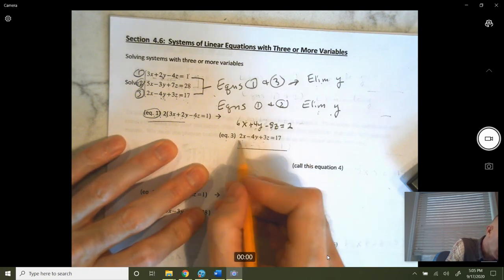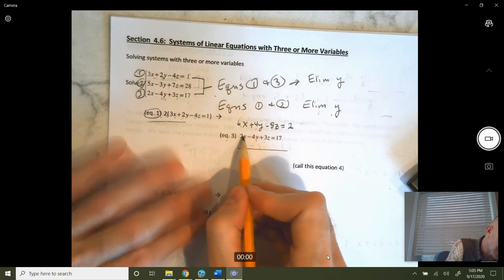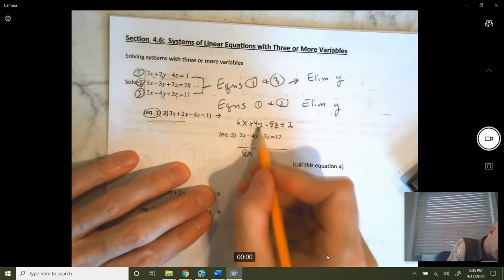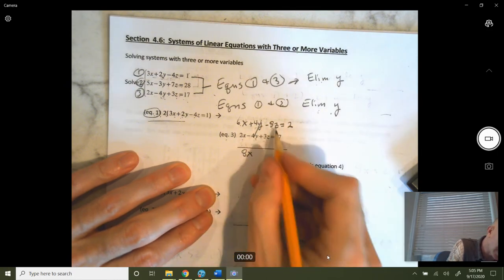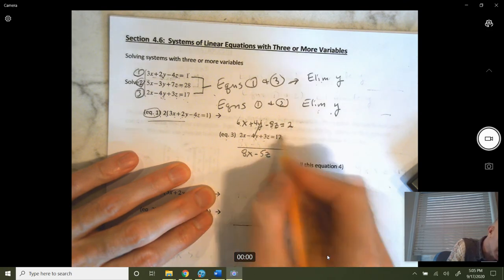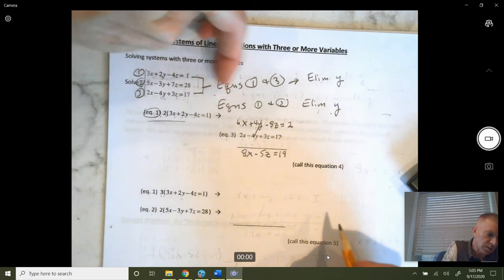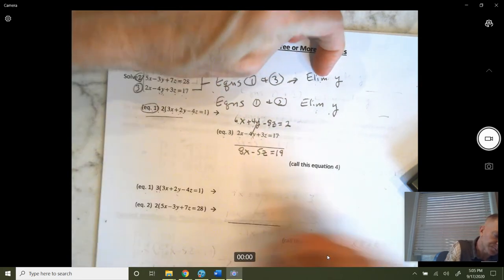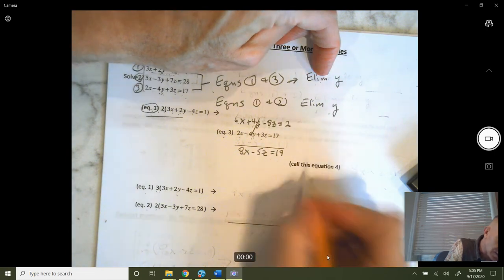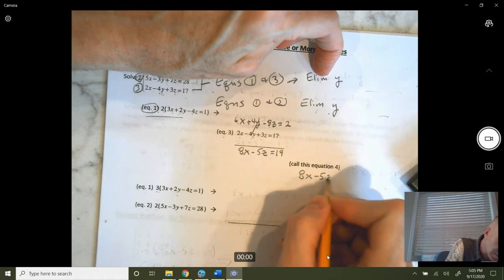Okay, so we're going to take this equation and this equation, and add them together. 6x plus 2x gives us 8x. 4y minus 4y, those go away. Negative 8z plus 3z gives us minus 5z. And then 2 plus 17 gives us 19. So just like I said, we took these equations, we eliminated y, and we got an equation with just x's and z's. So let's call this 8x minus 5z is equal to 19.